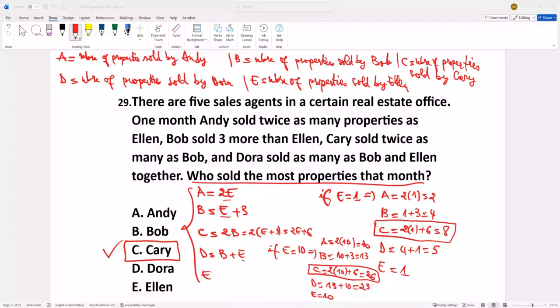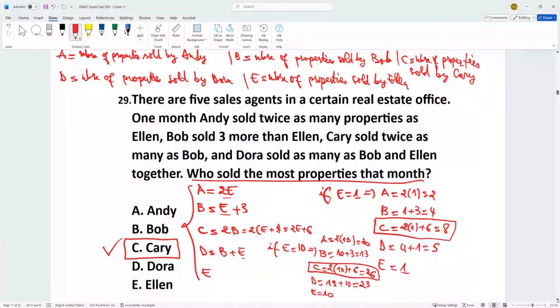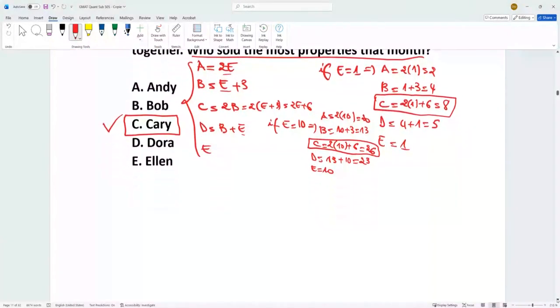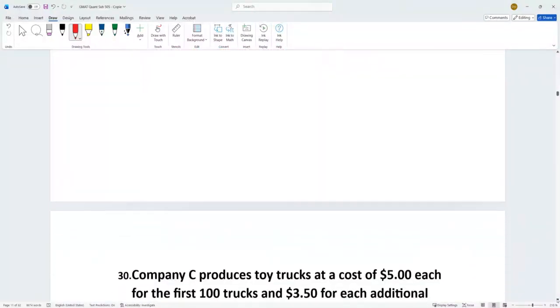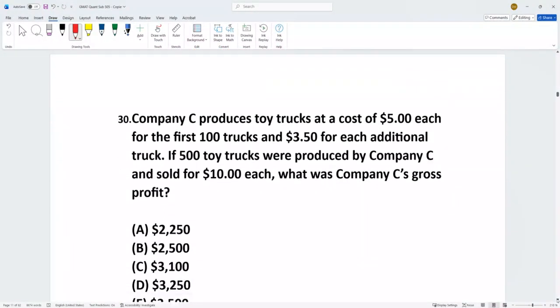So let's go to the next question, question number 30. Question number 30 is this one.